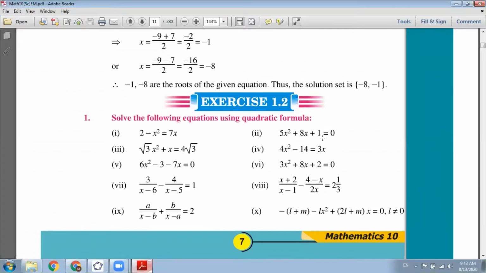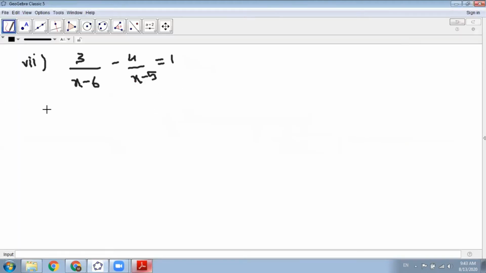Now we will solve one more question to explain how to solve this by quadratic formula. So now I'm selecting exercise 1.2, question number 1, part 7, that is 3 over x minus 6 minus 4 over x minus 5 equals to 1. Now we try to solve this question. So I write this question here.